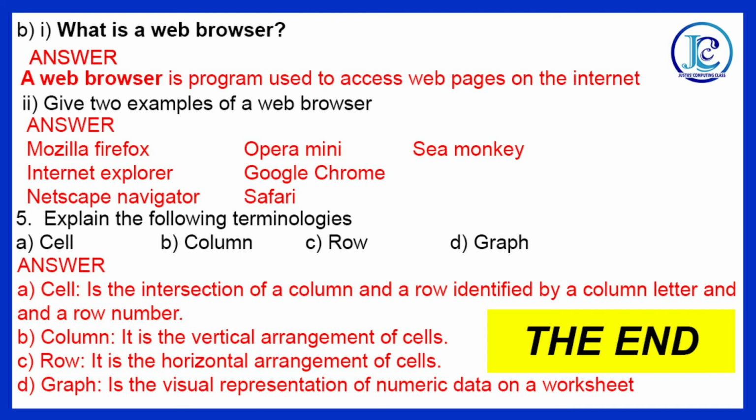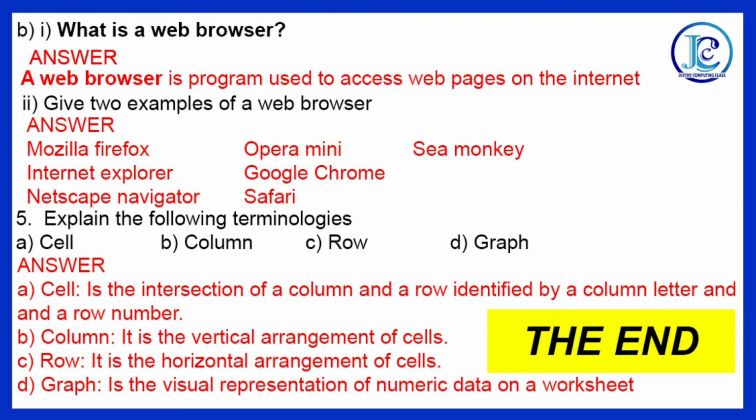They say you should write the functions of the following as used in spreadsheet application. So we have cell. Cell is the interconnection of a column and a row, identified by a column letter and a row number. Are you okay?